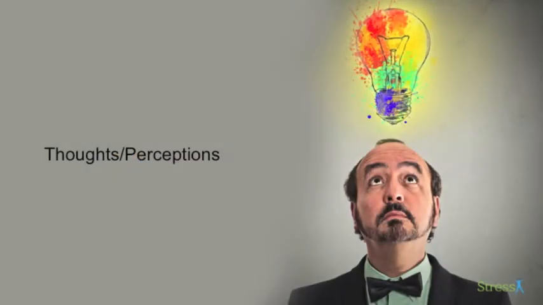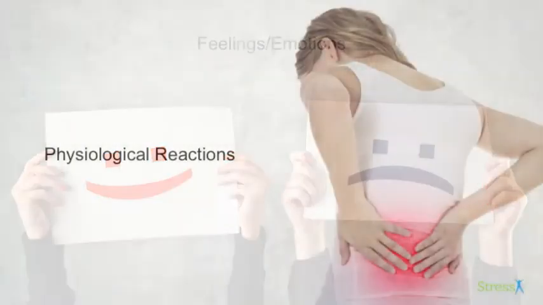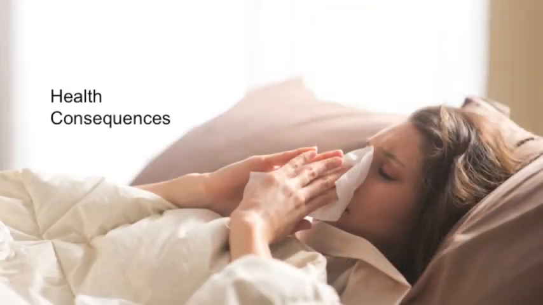Thoughts and perceptions. Then your thoughts and perceptions come into play. In other words, a cognitive appraisal is made. Is this stressor bad? And if so, how bad is it? Feelings and emotions. Then you experience feelings and emotions based on those thoughts: anger, irritation, frustration, sadness, despair, etc. Physiological reactions. Then your body reacts to your emotions. It's thought that every single emotion produces a physiological change at the cellular level. Health consequences. Then after so long of feeling stressed, you experience health consequences.